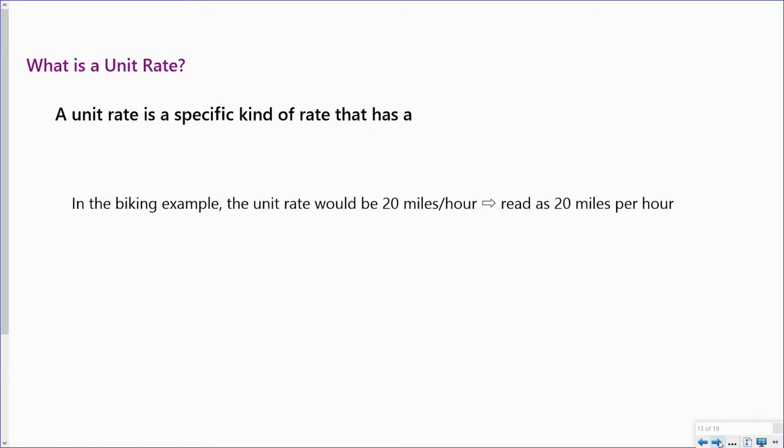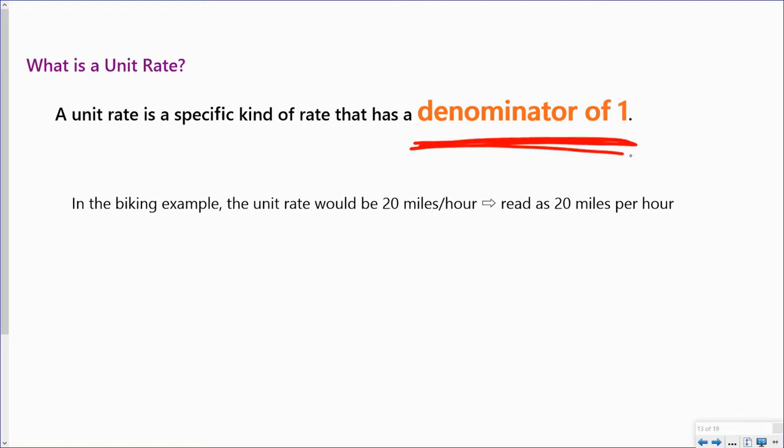Now, what is a unit rate? A unit rate is a specific kind of rate that has a denominator of 1, and that is extremely important to know. A unit rate is always going to have a denominator of 1. If it does not have a denominator of 1, it is not a unit rate. For example, if we continue with our biking example, our unit rate would be 20 miles over 1 hour, or it would be read as 20 miles per hour.